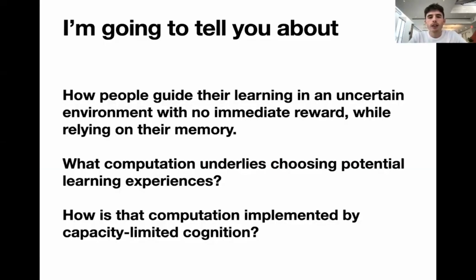I'm Yaniv, and today I want to tell you about how people guide their learning in an uncertain environment when they get no immediate reward, but they do have to use their memory in order to explore. And we ask what computation underlies choosing potential learning experiences in such a situation, and specifically, how that computation may be implemented by the human cognitive system, which has severe capacity limitations.